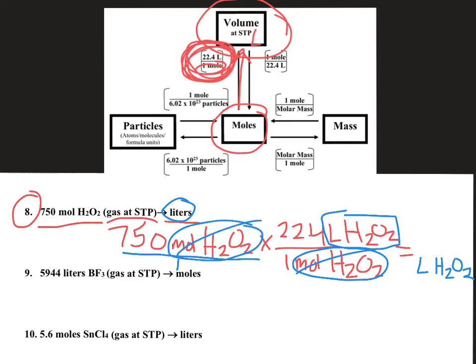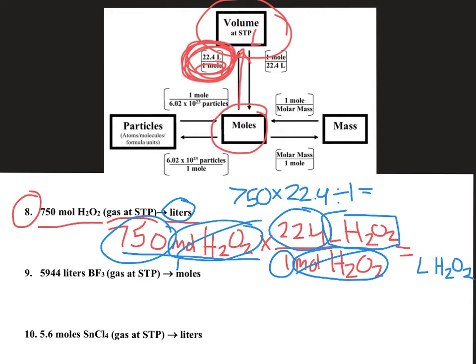Now we just have to do the math. Remember, you take the first number, multiply by the top, divide by the bottom. So that would be 750 times 22.4 divided by 1. Throw that in your calculator. What you end up getting is about 16,800 liters of H2O2, if that was hydrogen peroxide, a gas at STP.